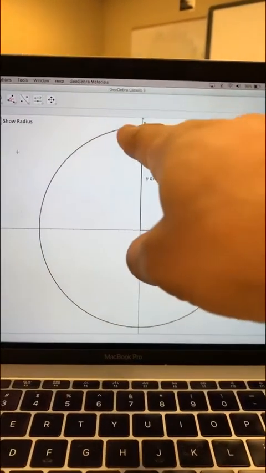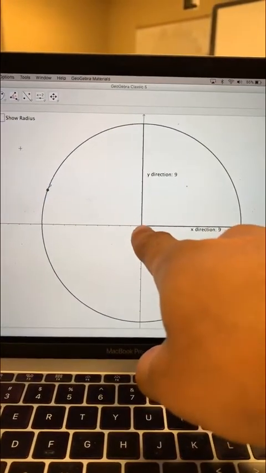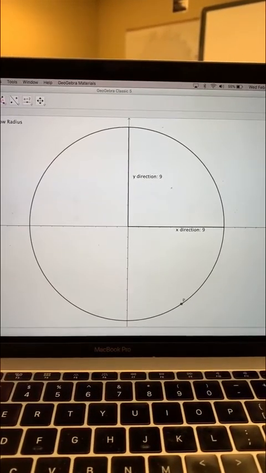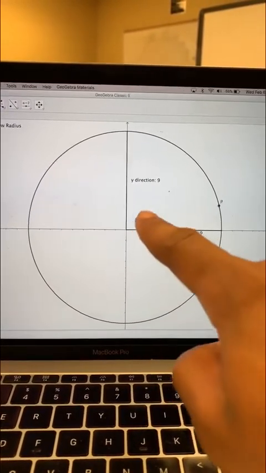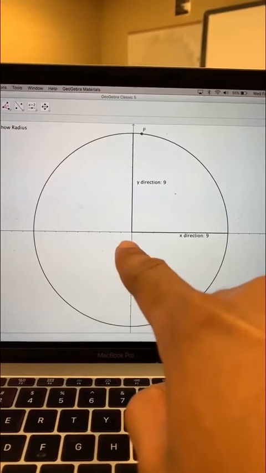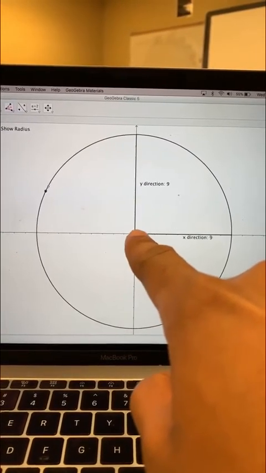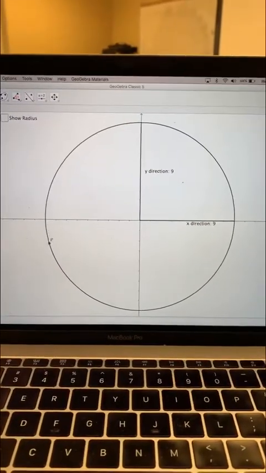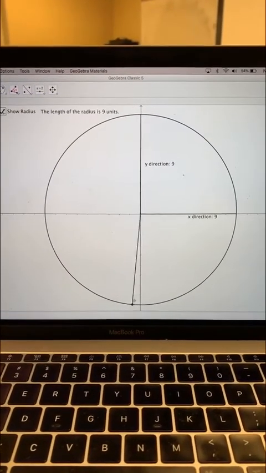So this point is equidistant from this center, right? But what I want to call it is a focus. It's an equal distance away from the focus, and the focus happens to be right here in the middle. Notice how I use the word focus. All right, so here we go. Let me click this dot here.